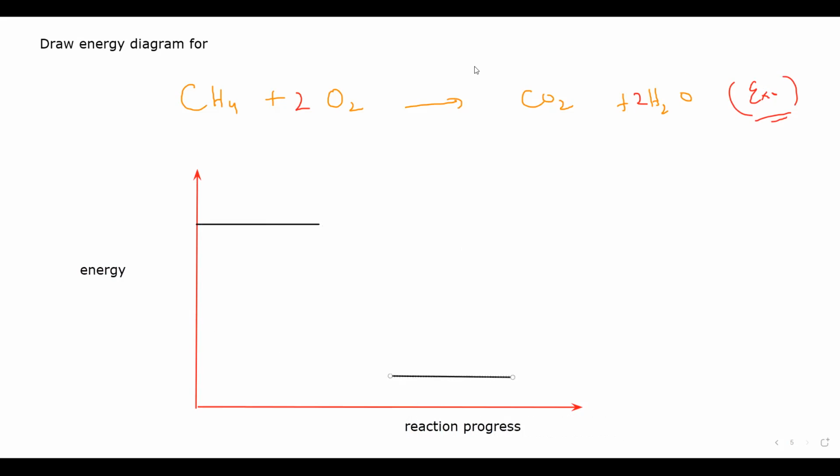So what are the reactants? We have CH4 plus 2O2 as the reactants and CO2 plus 2H2O as the products. So when we complete it, the reactant absorbs some energy to start the reaction, and once the reaction has started, the product will be formed.